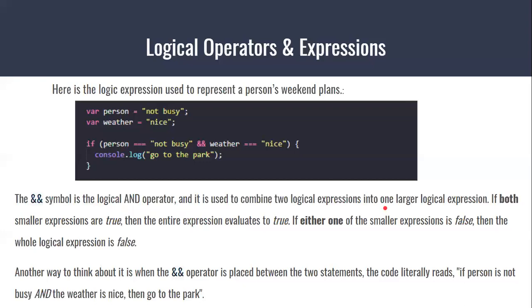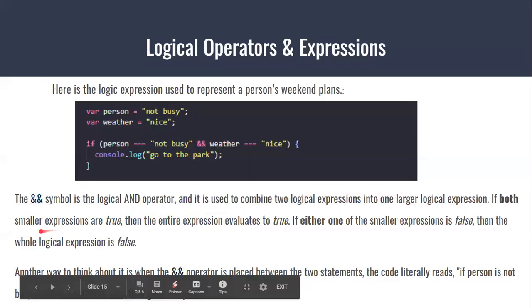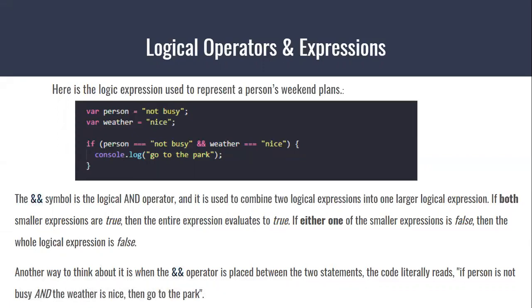You could have a very big condition. If both smaller expressions are true, so this one evaluates to true, and this one evaluates to true, then the entire evaluation is true. If either one of them is false, then the whole logical expression is false. Another way to think about the AND operator's placement is that the code literally reads: if the person is not busy and the weather is nice, then go to the park.